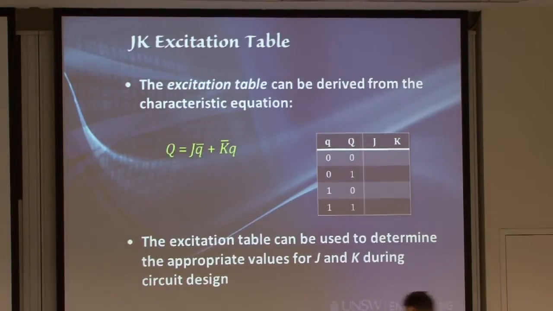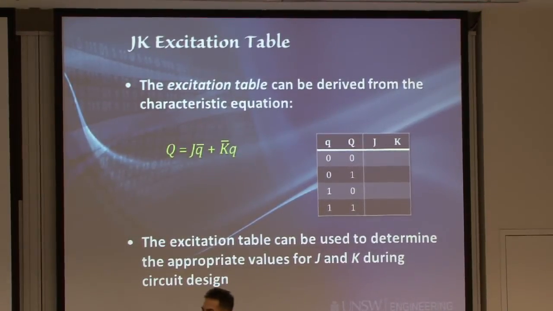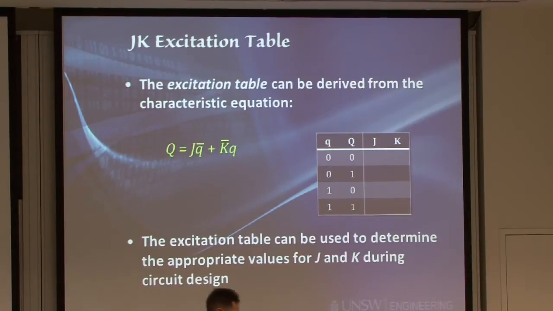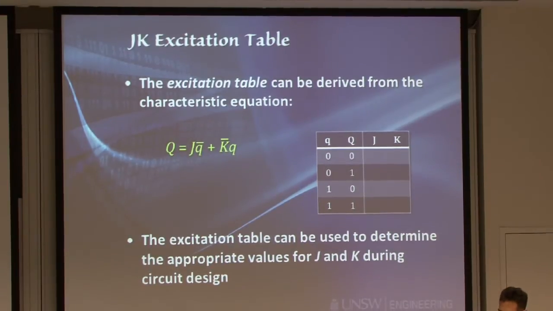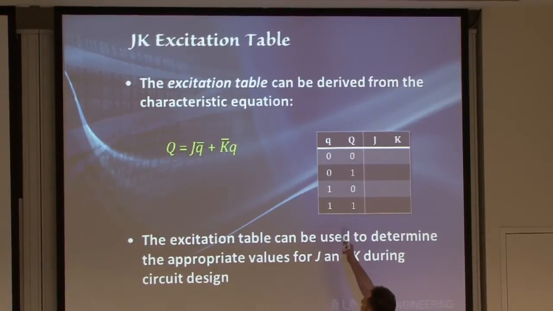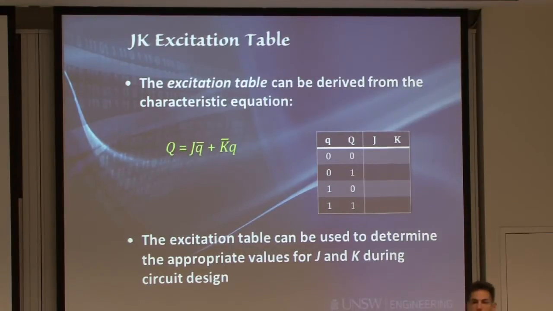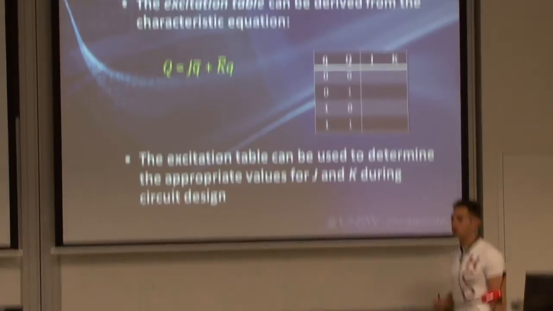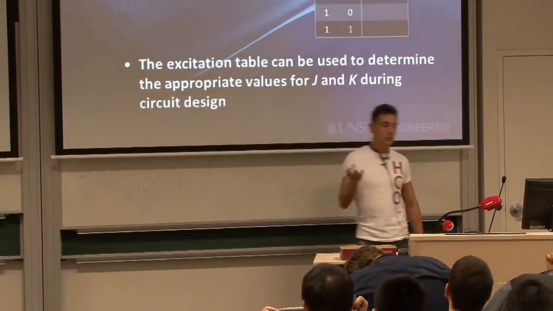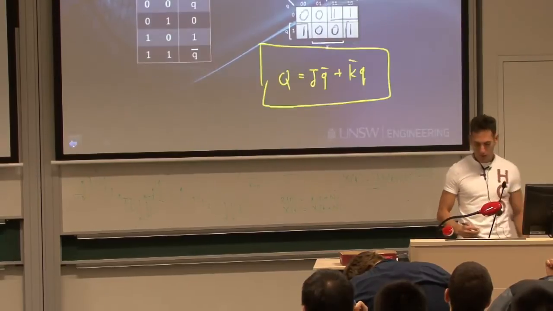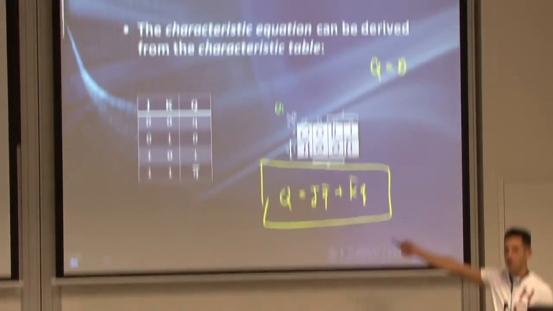Now, there's another table that we can come up with, and this is when we're designing a machine using JK flip-flops. When designing machines, I will have things that will say, I'm in some current state small q now, I want to end up in this next state, large Q. What values do I need to put into my J and K in order to get the desired value? It's not so obvious from this table or from this equation.